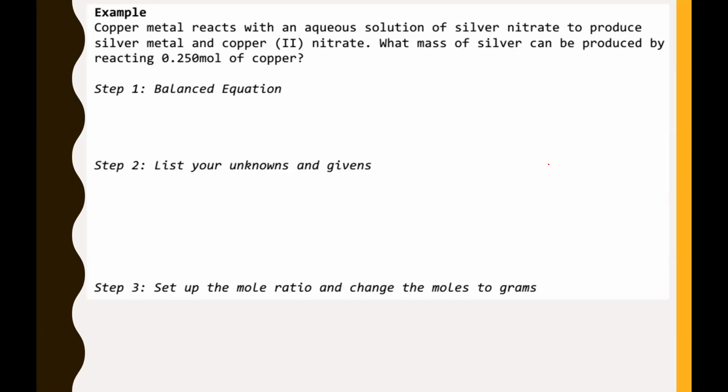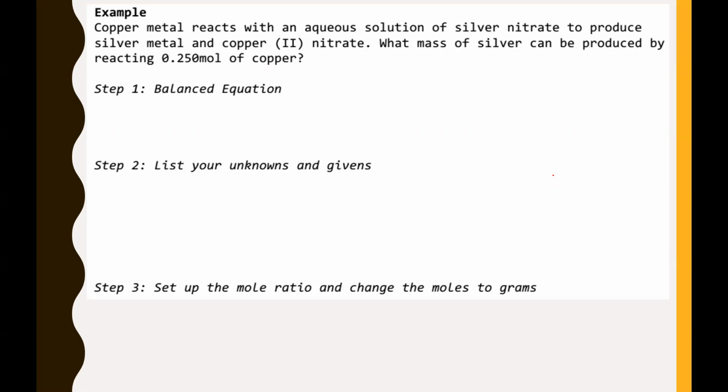And again, I didn't mention before, but we actually have done this kind of stuff before. So this is still review, which is nice because that makes starting our online learning a little bit easier than it could have been. So for this first example, copper metal reacts with an aqueous solution of silver nitrate to produce silver metal and copper 2 nitrate. What mass of silver can be produced by reacting 0.250 moles of copper?